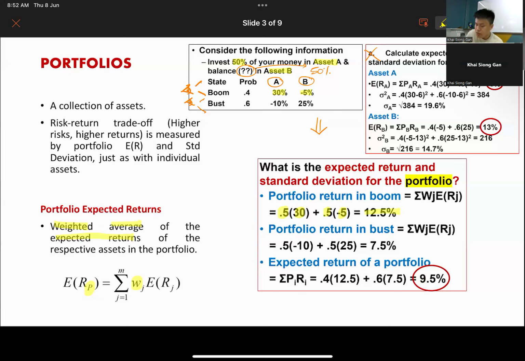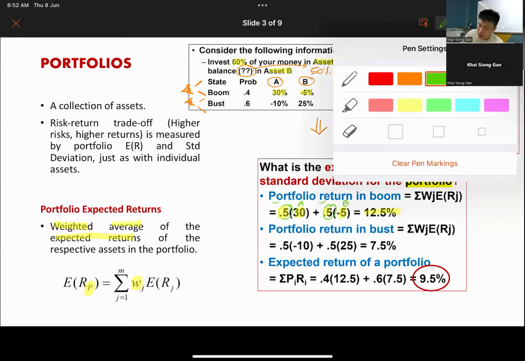So this is the portfolio return during the boom state. So you see in my portfolio itself, I take into account A and I take into account B, and I take into account the weightage. 0.5 is the weightage. So one thing that's a bit different over here is that you take into account the weightage as compared to the individual asset.